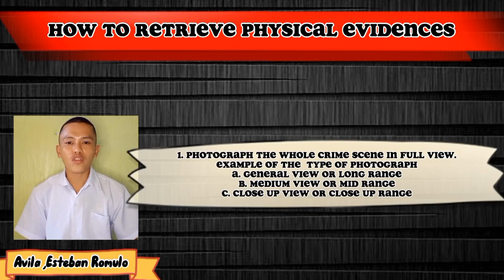First, photograph the whole crime scene in full view. Example of the type of photograph: First, general view or long range. Second, medium range or mid range. And lastly, close-up view or close-up range.